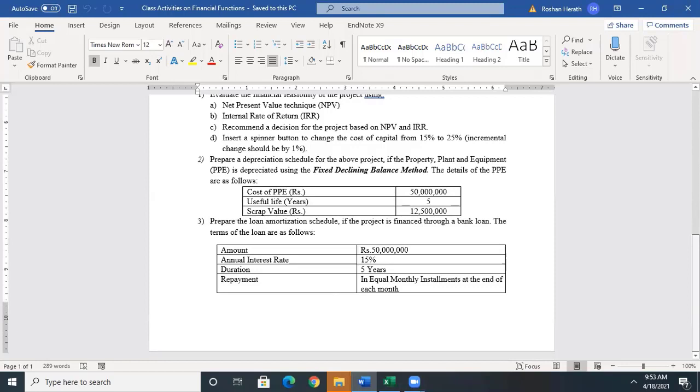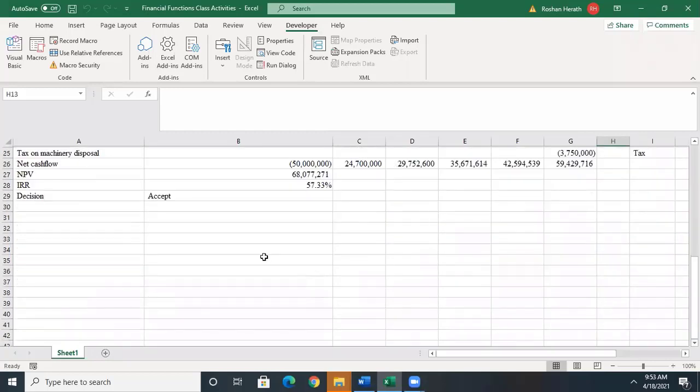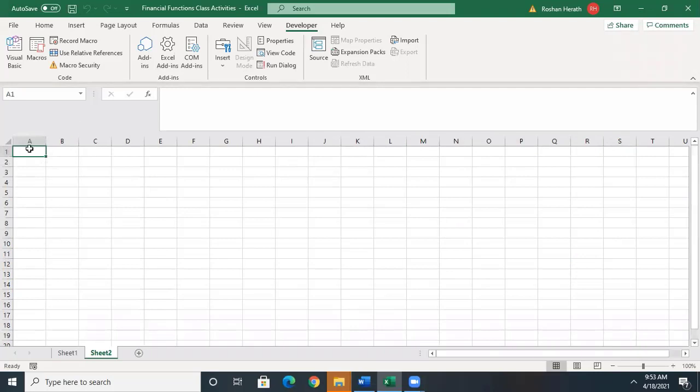The second requirement says to prepare a depreciation schedule for the above project if the property, plant and equipment is depreciated using the fixed declining balance. So you are asked to prepare a kind of depreciation schedule. You are provided the information: cost, useful life and the scrap value, everything is provided. So then let me take that requirement to another sheet.